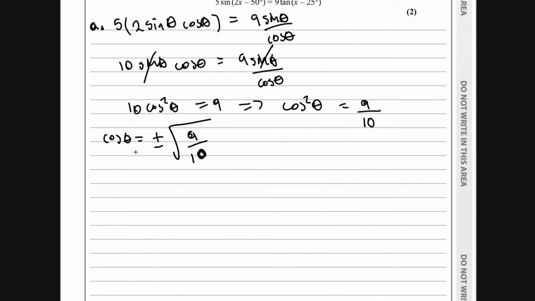And now I'm just going to be finding out values for theta. So I'm going to do an arc cos of positive root 9 over 10 first, and that will give us 18.4 degrees. Okay, and now I'm going to do the same thing but for the negative, and the negative will give us 161.6 degrees.